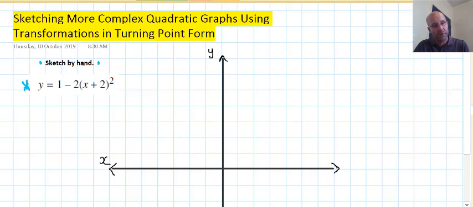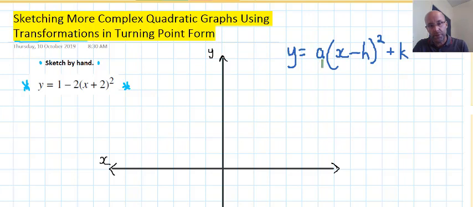Sketch by hand, which shows that we need to basically use our knowledge of transformations, and we're going to do that one. It is probably at this stage a little bit harder than some of the ones you might have seen. This video assumes you've already seen the turning point form of a quadratic, and we can use that to help us sketch parabolas. We've got parameters a, h and k, and this relies on your knowledge of that.